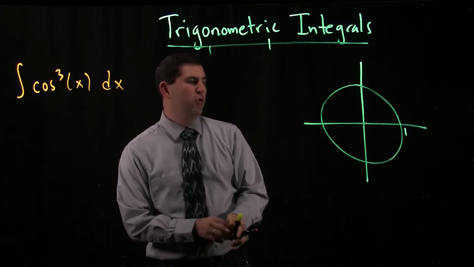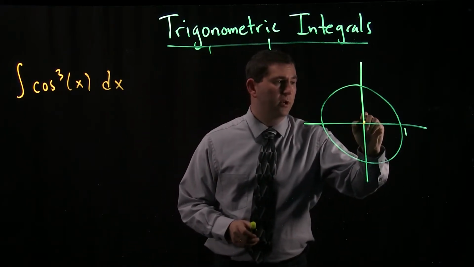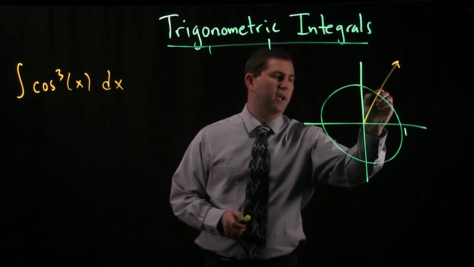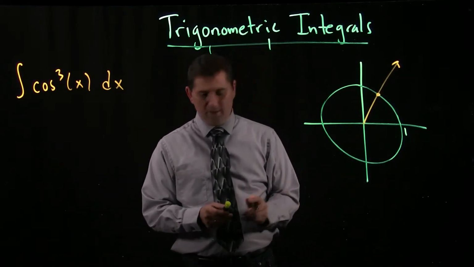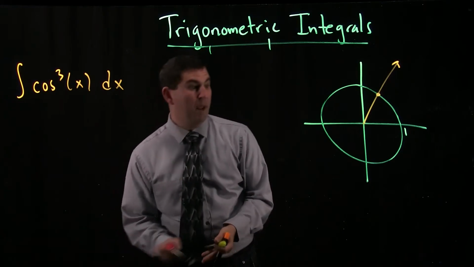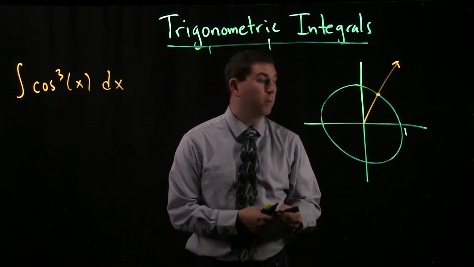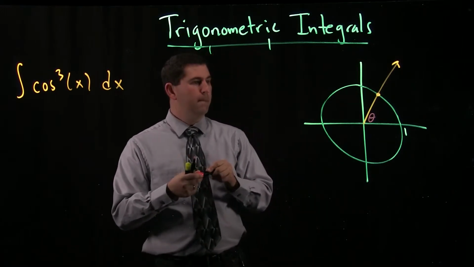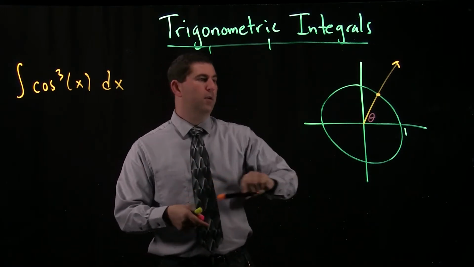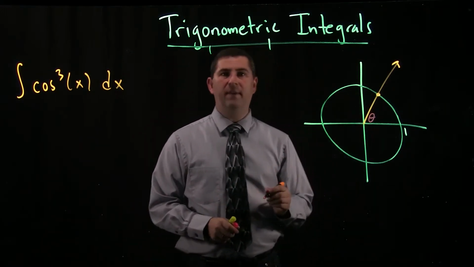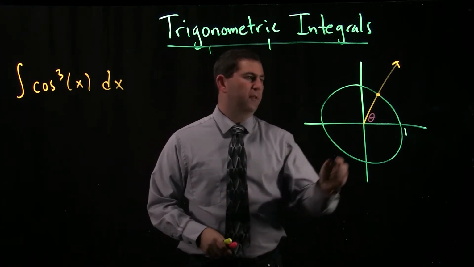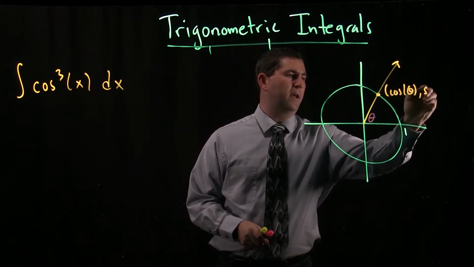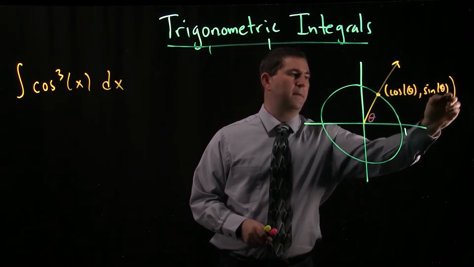Now, I'm going to draw a ray from the origin out through the circle, and it's going to intersect at some point. And when it intersects, it's going to give me some angle, and maybe we'll call this angle, I don't know, theta. Now, I want to know what the coordinates of that point are. And it turns out the coordinates of this point are cosine of theta, comma, sine of theta.